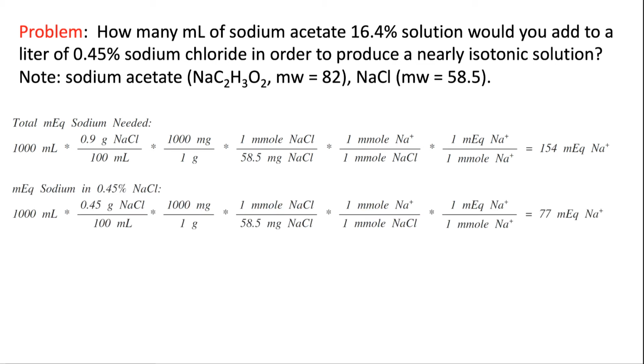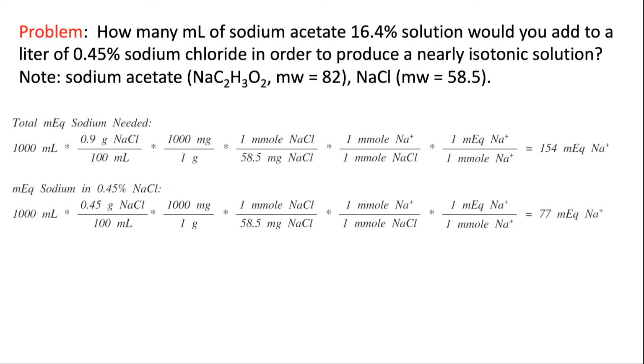Well, we know we're going to be using 0.45% sodium chloride as our base solution, so there will be a certain amount of sodium just from the 0.45% sodium chloride. Let's figure out how many milliequivalents of sodium are provided by that base solution. Since we're going to be starting with a liter of that solution, let's start with 1,000 milliliters times its concentration now, which is, we said, 0.45%, which is 0.45 grams of sodium chloride for every 100 milliliters. Now I'm in grams of sodium chloride. Multiply that by 1,000 milligrams per gram.